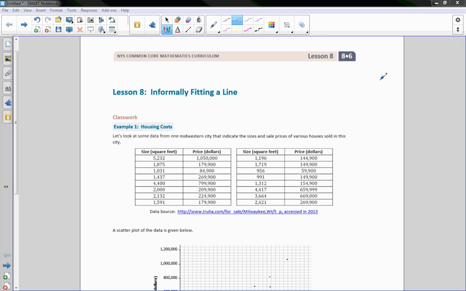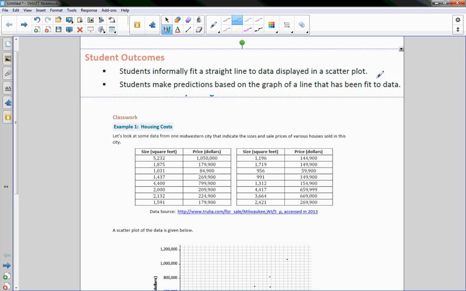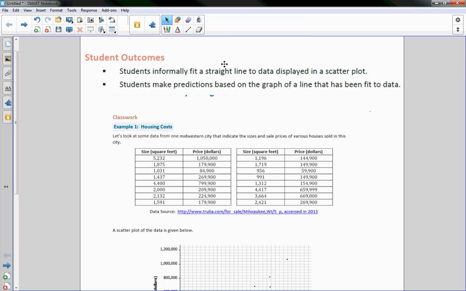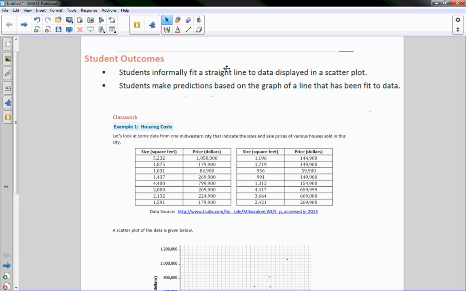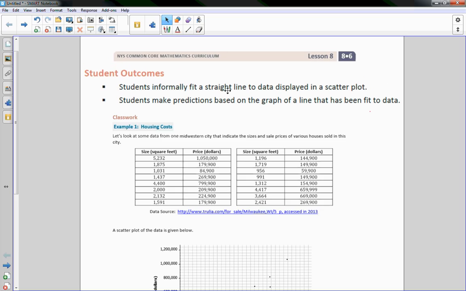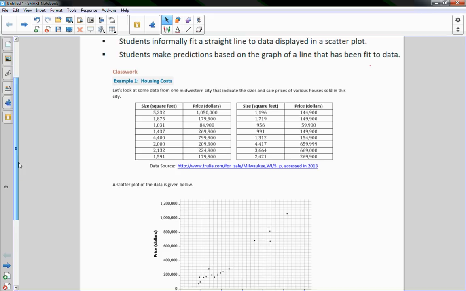Okay, so what's our objective here this time? Well, our objective is: students will informally fit a straight line to data displayed in a scatter plot, and students will make predictions based on the graph of a line that has been fit to data. So we're going to do a best fit line and make predictions using that.